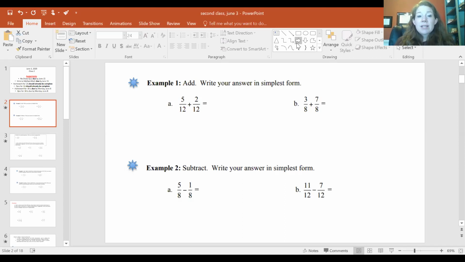All right, so tonight's class is adding and subtracting fractions, and anytime you add or subtract fractions, they must have common denominators. So if you see example 1, A and B, all of these on this page have common denominators. Another thing they all have in common is they are all proper fractions. All proper fractions simply means that the numerator is smaller than the denominator.